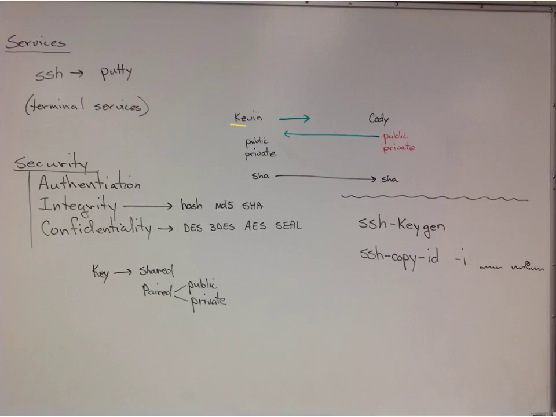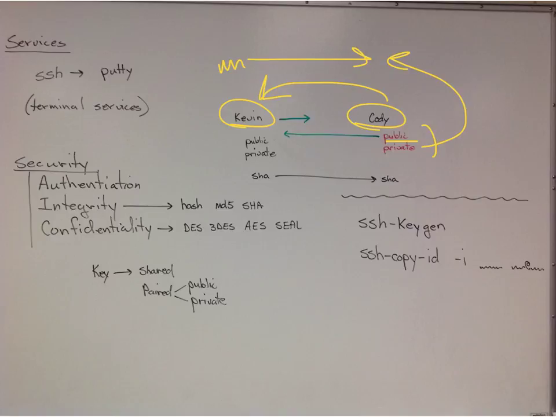For example, Kevin's going to send a message to Cody. Okay? Cody can send Kevin his public key, not key shared, but his public key. Kevin encrypts the data, sends it to Cody. Now Cody can decrypt the data with his private key.